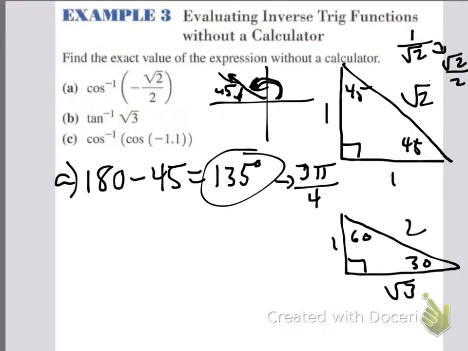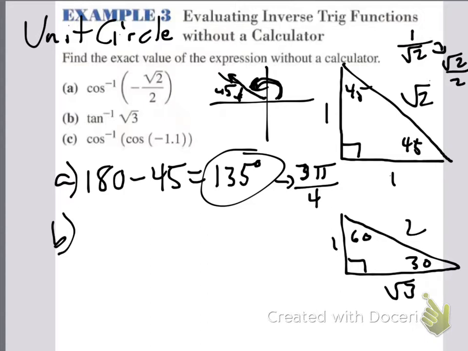By the way, if you look at your unit circle, you could do a lot of these too. You don't need the triangle. Well, I mean, you can use the triangles, but you could also use your unit circle to figure this out as well. Part B, inverse tangent of radical 3.